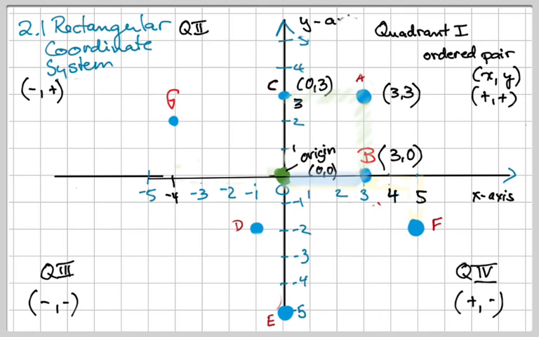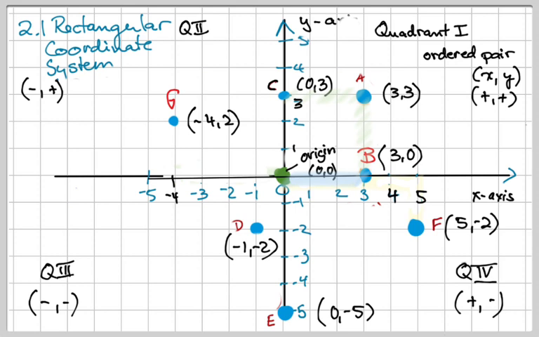I'm just waiting for Chloe, who said -1, -2. That is correct. How about E? Coordinates for point E. 0, -5. And F is over here. That is 5, -2, and there's a G. Why not? -4, 2. These are your ordered pairs that are just made up.